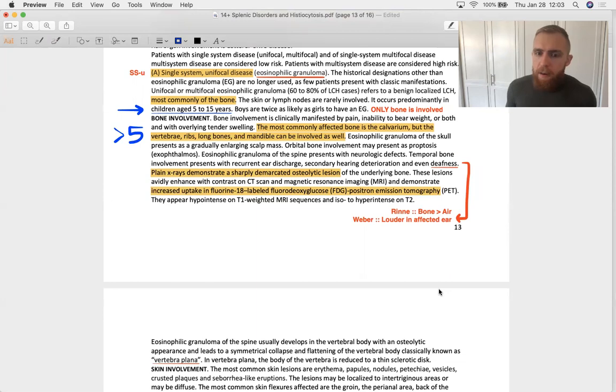And if you were to do a Weber test, which is when you ding the thing and put it on the top of the kid's head, then if you had a unilateral conductive deafness, then the Weber test, the sound would be louder in the affected ear because that's the ear that can't hear normally. So if you do hear something, it's like, oh, wow, that's really loud. So just remember, Weber's the one on the top of the head. Rinne's the one where you do air and then bone.